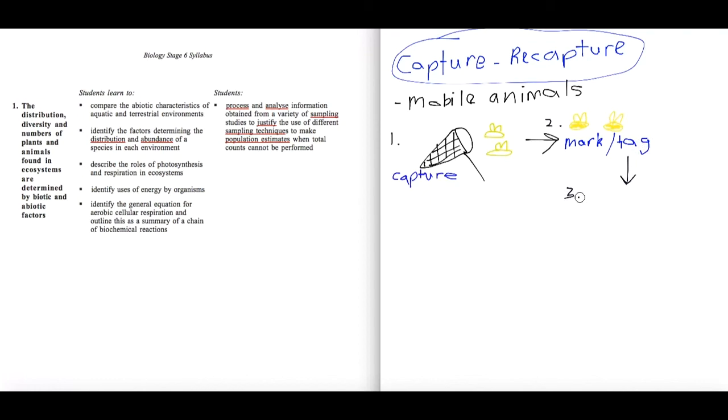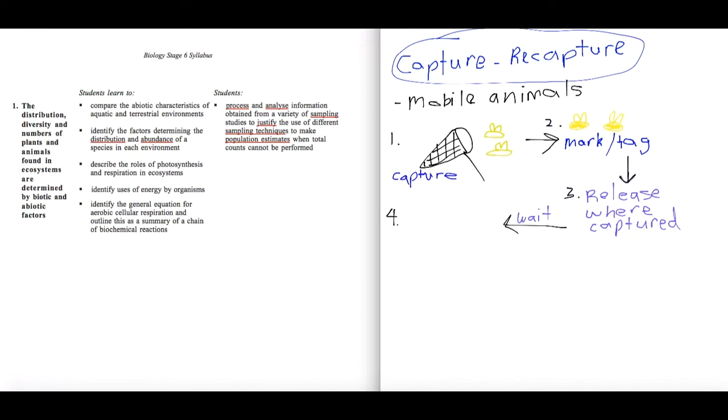Okay, the next step is actually to then release all the organisms that you've captured. So in this example, we would release all these marked and tagged bees back into the same environment where they were initially captured. Okay, so that's step 3. So then you would wait a certain amount of time.